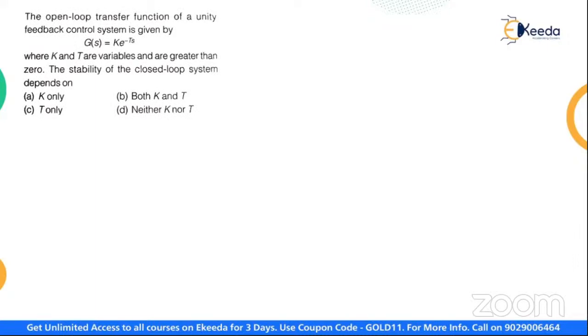The open loop transfer function of a unity feedback control system is given by G(s) equal to K into e to the power minus Ts, where K and T are variables and are greater than 0. The stability of the closed loop system depends on K only, both K and T, or neither K nor T. Let us analyze.